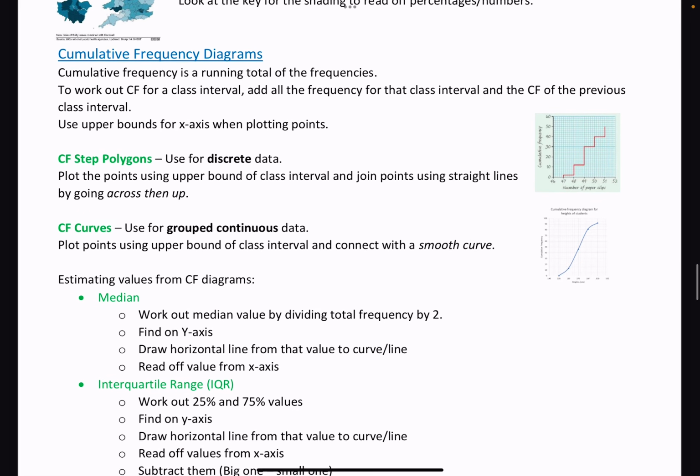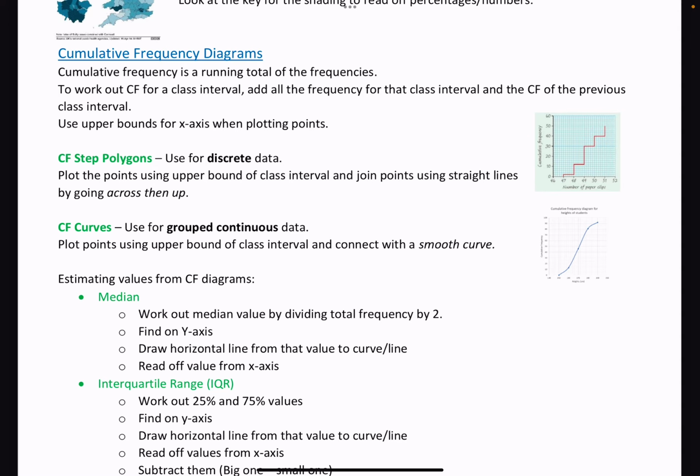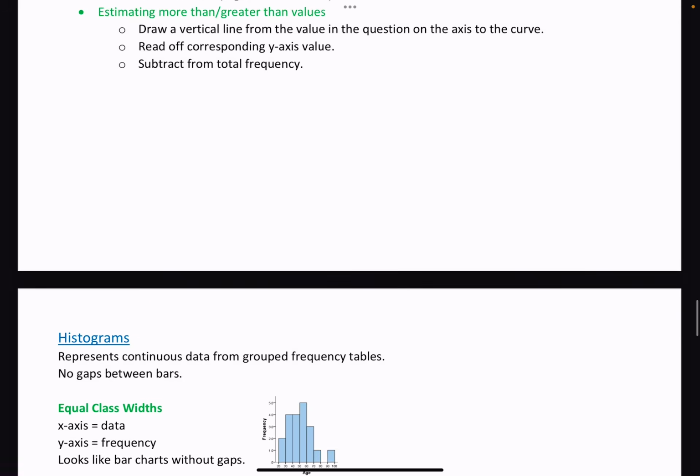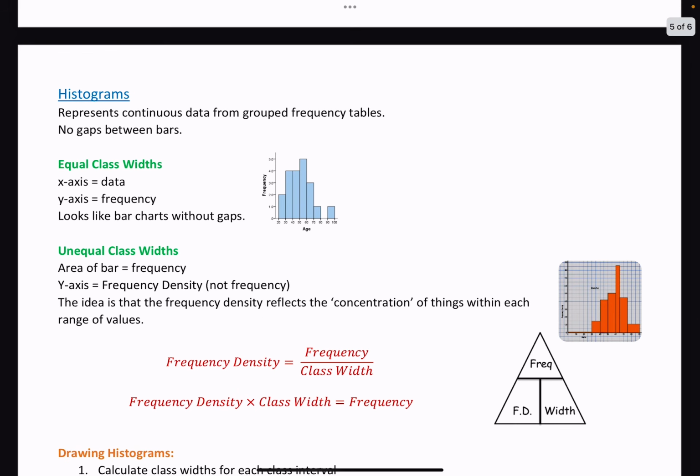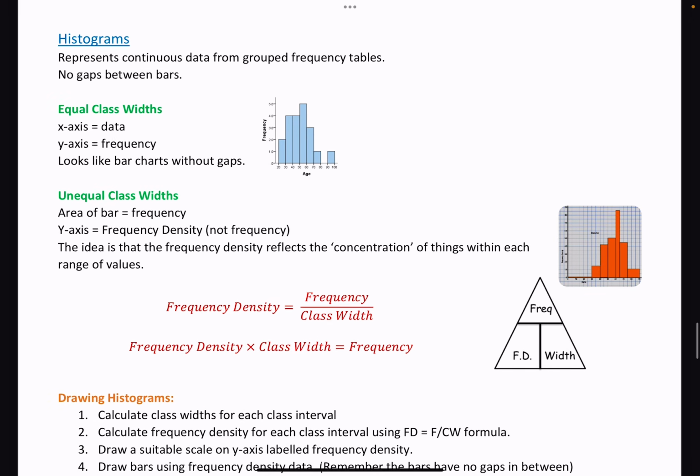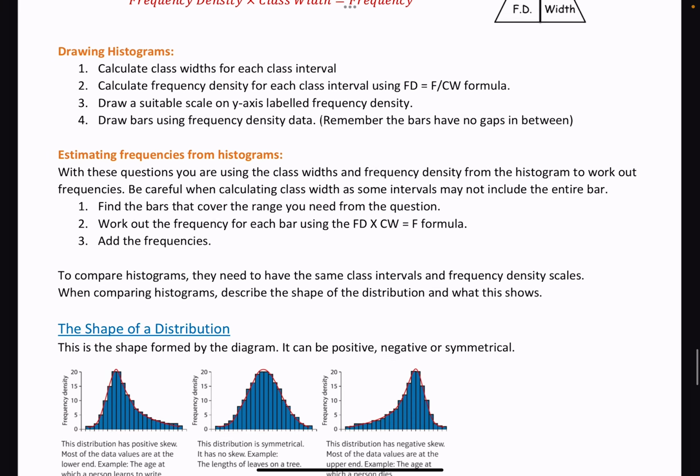Cumulative frequency diagrams and cumulative step polygons. I'll probably have to do a video on that, but again, it's not the worst thing. Got some description of that. Histograms I'll probably have to do a video on, even though it's not the worst, and it is covered in GCSE maths higher. So yep, and it's telling you how to draw histograms.